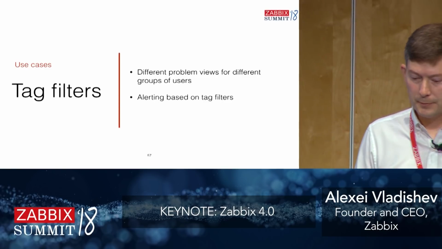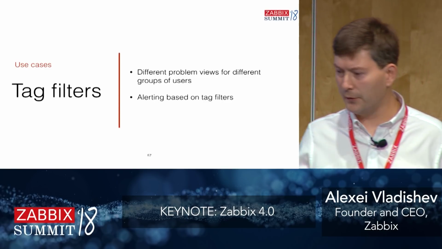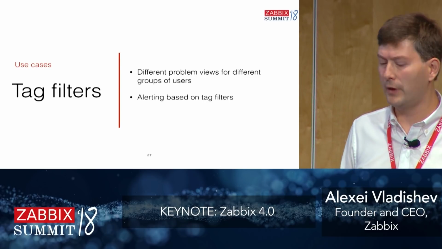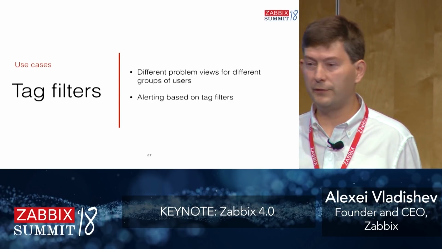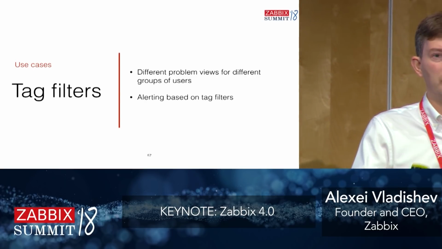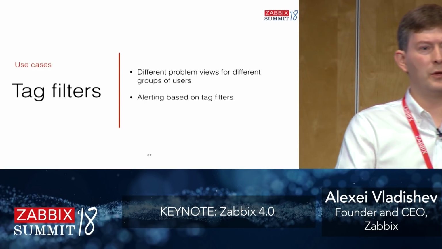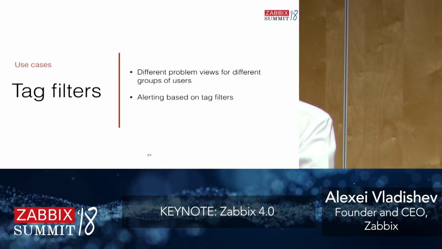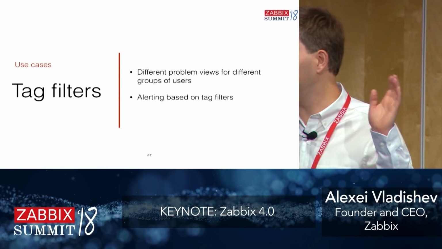Tag filters. Basically, two use cases for using tag filters, I believe. One, the most straightforward, is a different problem queue for different groups of users. We have an application owner for Jira, so let them see problems with Jira only. We have network operation guys dealing with production problems, and they don't care about staging or other systems. They will deal with production-related issues only. You have people who are responsible for a certain data center or location.